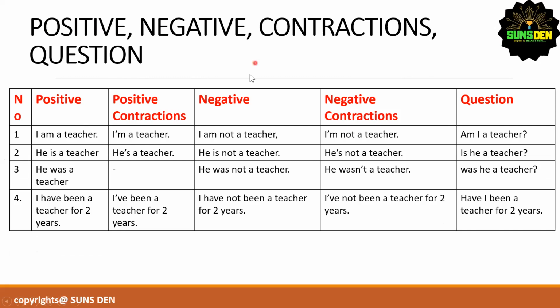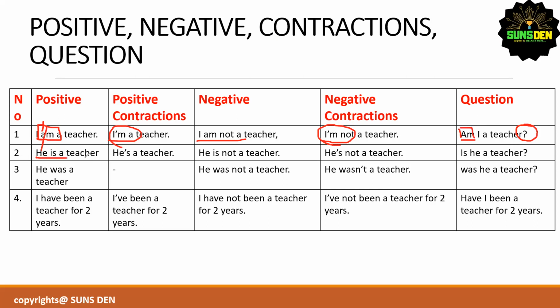I am a teacher. The contraction here is: the A gets chopped off and an apostrophe comes there, which is I'm a teacher. Negative, I am not a teacher. Again, the contraction is I'm not a teacher. The question format, if you want to change a statement into a question, you need to take the auxiliary verb and put it in the front along with a question mark. That gives you a question, which is, am I a teacher?